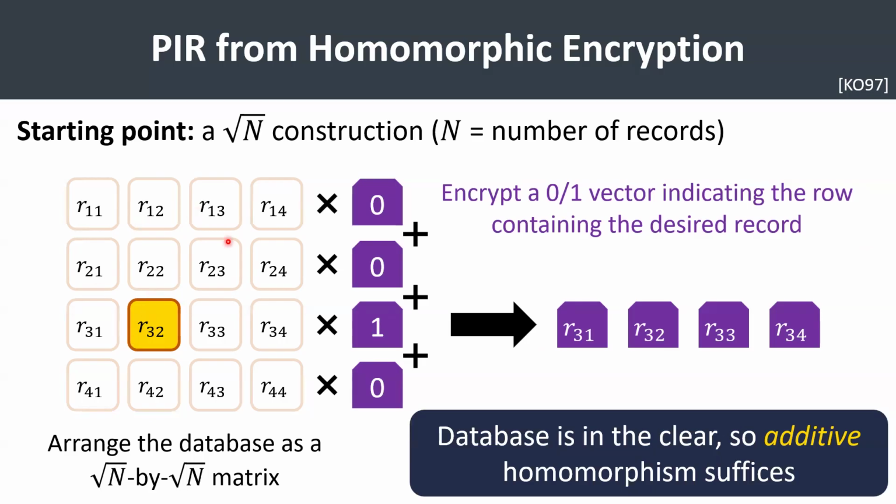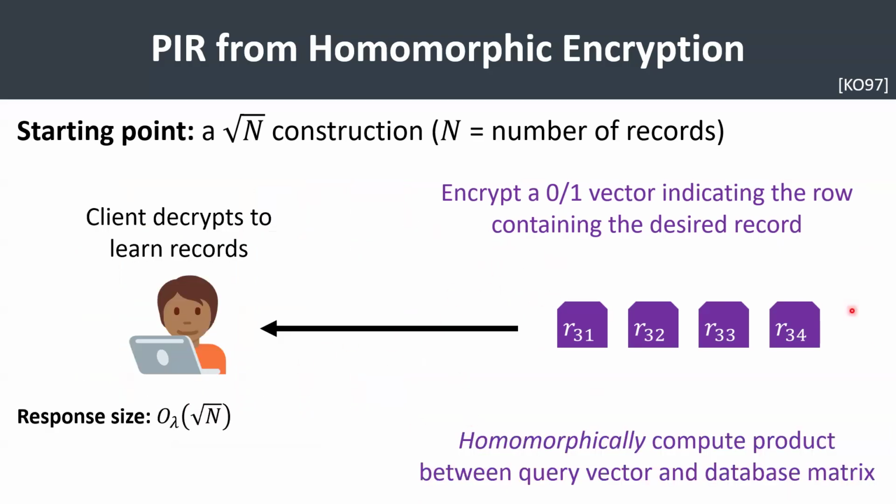So this is why additive homomorphic encryption is sufficient for this, because we're assuming that the database is all in the clear. So only the query is encrypted. So you just need to be able to add and multiply ciphertext by scalars. Okay, good. And then the response is just a single row of the database. This has size that grows with the square root of the database size.